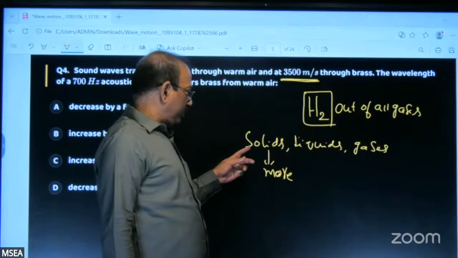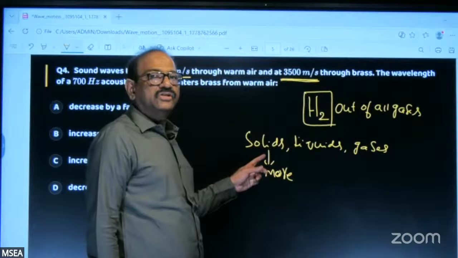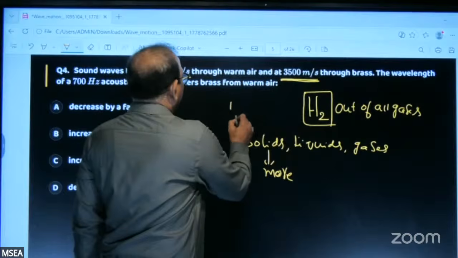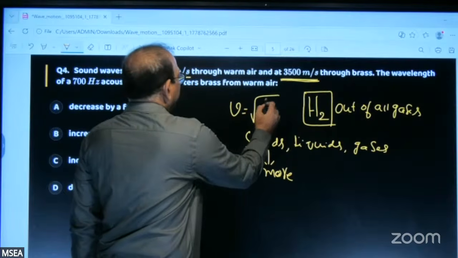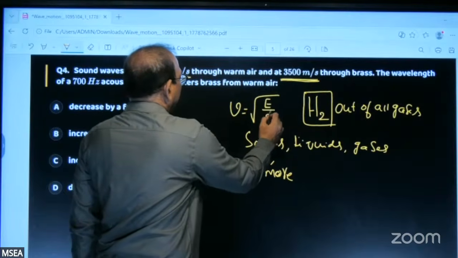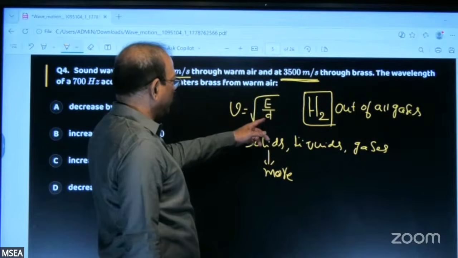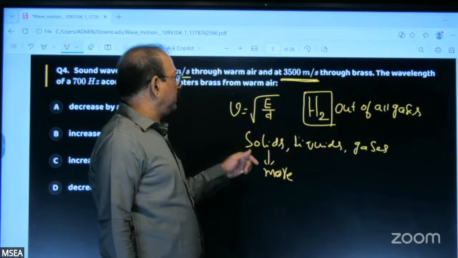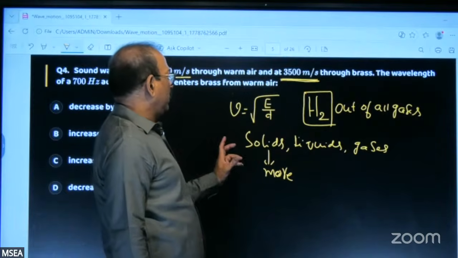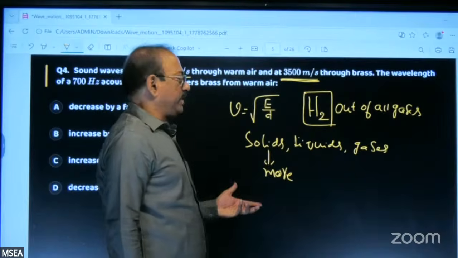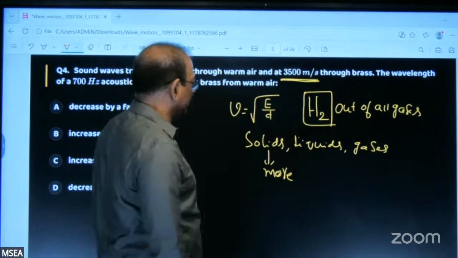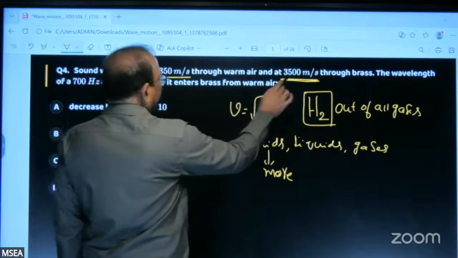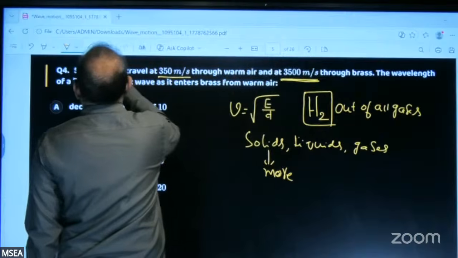What is the reason? Solids are highly elastic compared to liquids and gases. The velocity of any progressive wave in any medium is root E by D, where E is the elastic modulus and D is the density. The elastic property of solids is more. That's why the velocity of sound is more in solids than in liquids and gases. So that is what is shown here: the velocity of sound in air is 350, but in brass 3500.